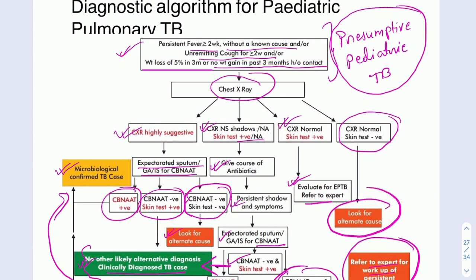So this is about the simple diagnostic algorithm for pediatric pulmonary tuberculosis, where we need to do a chest x-ray followed by a CB-NAT and then a skin test. And with these three modalities, we can identify a case of pediatric tuberculosis. So thank you so much for attending the class.